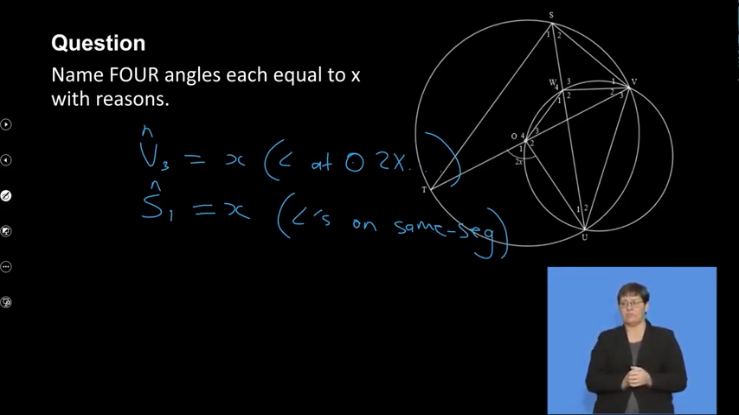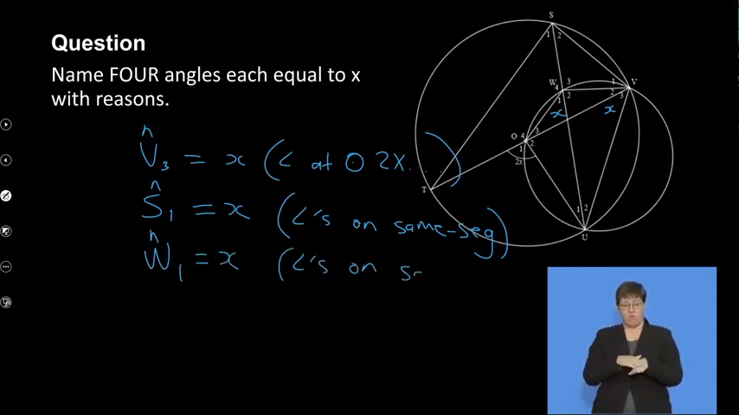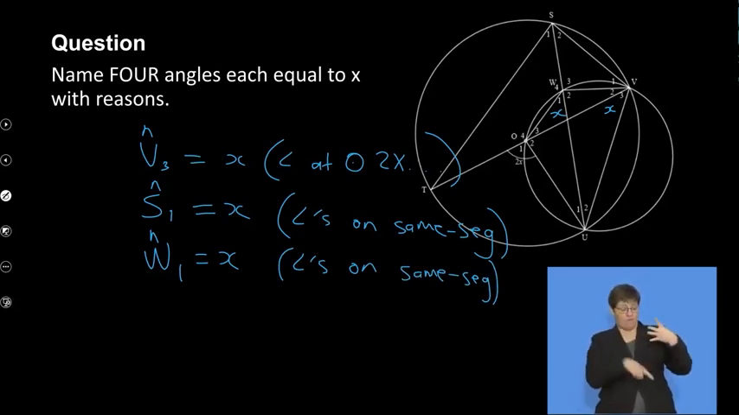And then also, if S1 is equal to x and V3 is x, in the smaller circle, we know that V3 will be equal to W1 because it's angles on the same segment as well, right? So it will be W1 as well, which is equal to x, and the reason will also be angles on the same segment. Now I need one more angle because they said we need 4 of these angles, right?